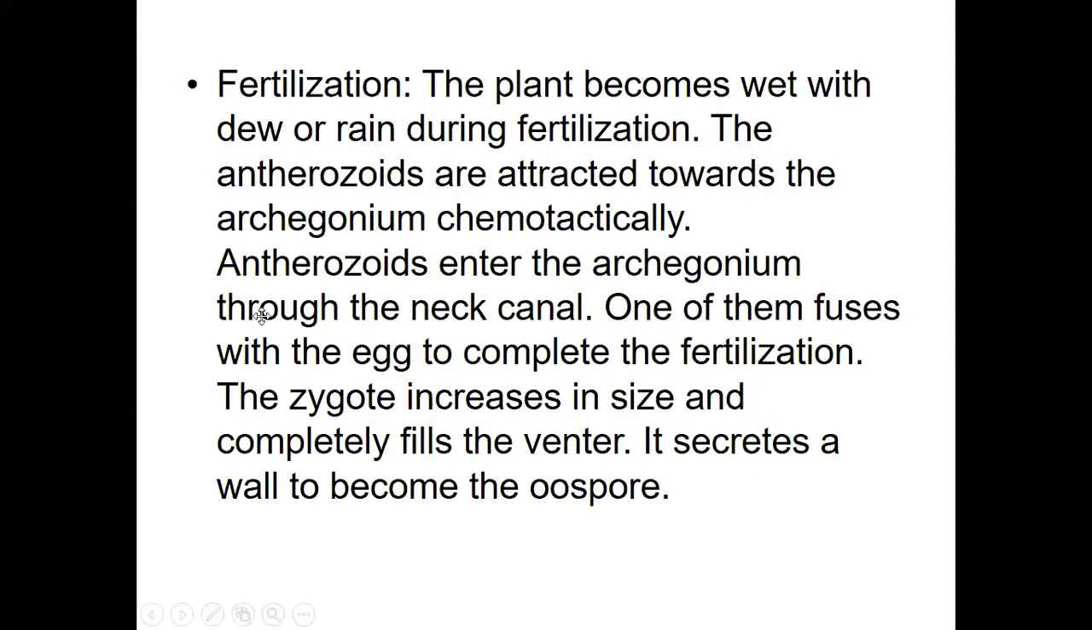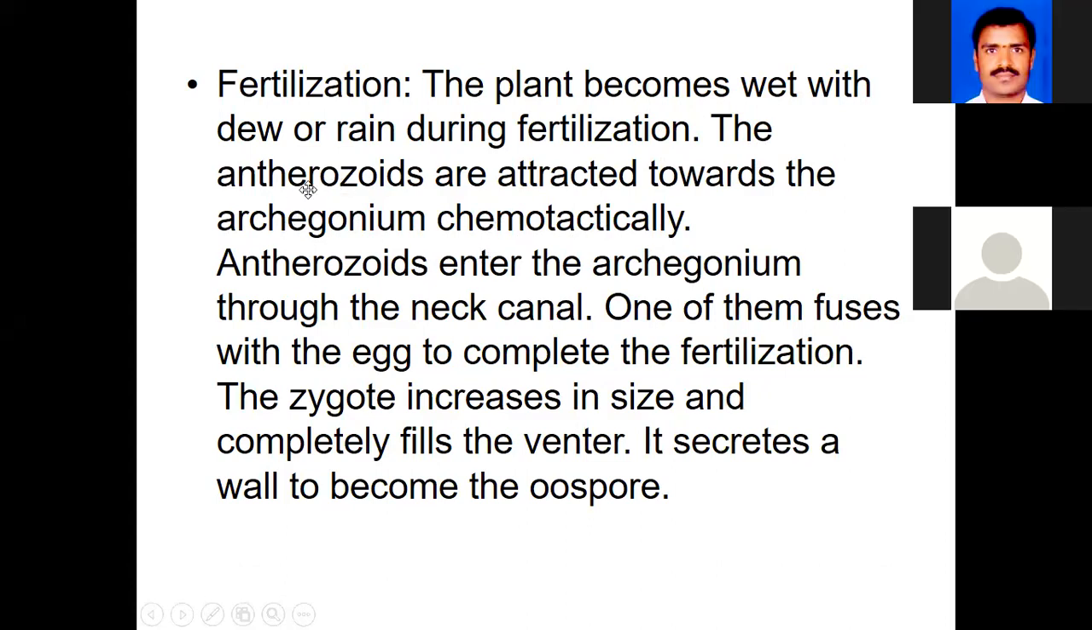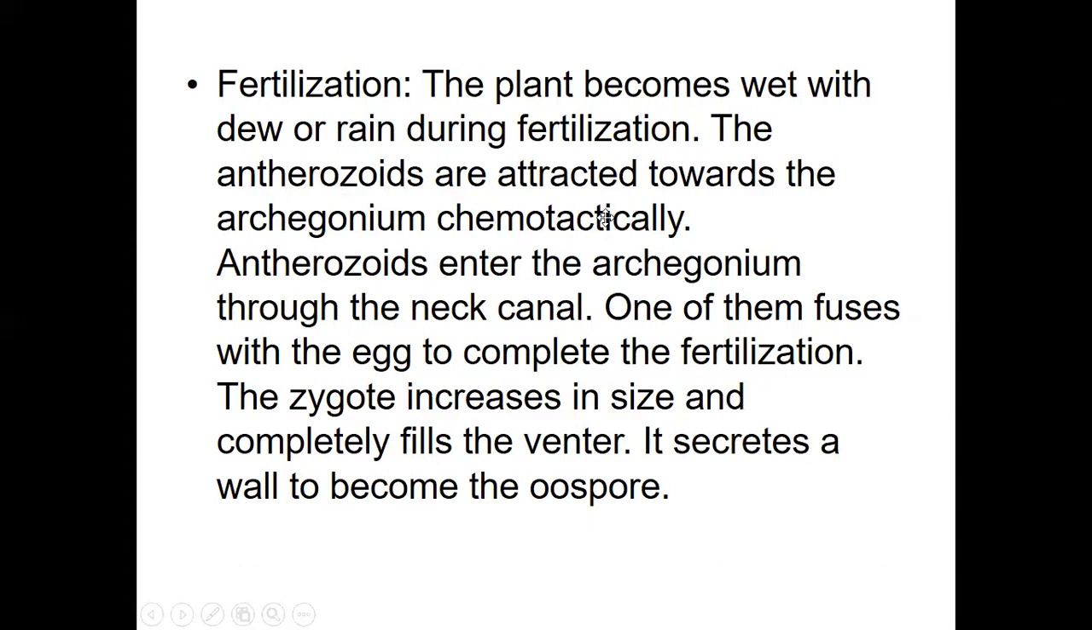So you can look into this. Fertilization occurs when the plant becomes wet from dew or rain. These antherozoids are attracted towards the archegonium chemotactically, due to the mucilage secreted by the archegonia. They enter the archegonium through the neck canals to the neck, and one of them fuses with the egg to complete the fertilization. So that results in the zygote.